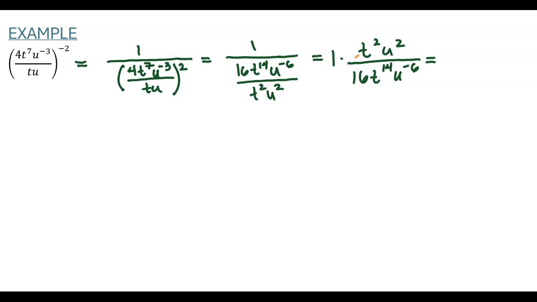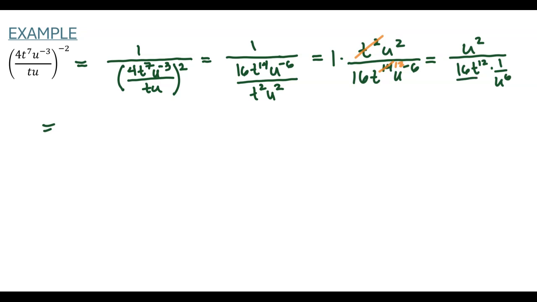One is I can cancel out some t's. There's 2 of them in the top. There's 14 of them in the bottom. If I knock out 2 of them, it will leave me with 12 t's in the bottom. And then the u to the negative 6, that's going to get pushed to the top. If in doubt, work it out for yourself. We have a u squared on the top. We have a 16t to the 12 on the bottom. And then that's a 1 over u to the 6.